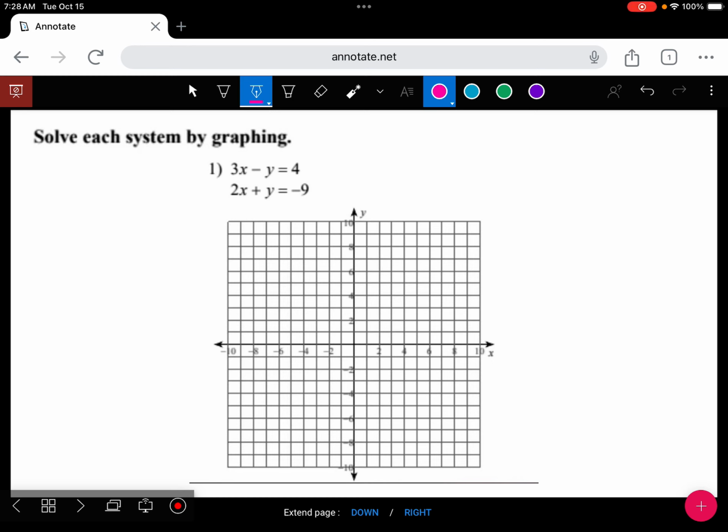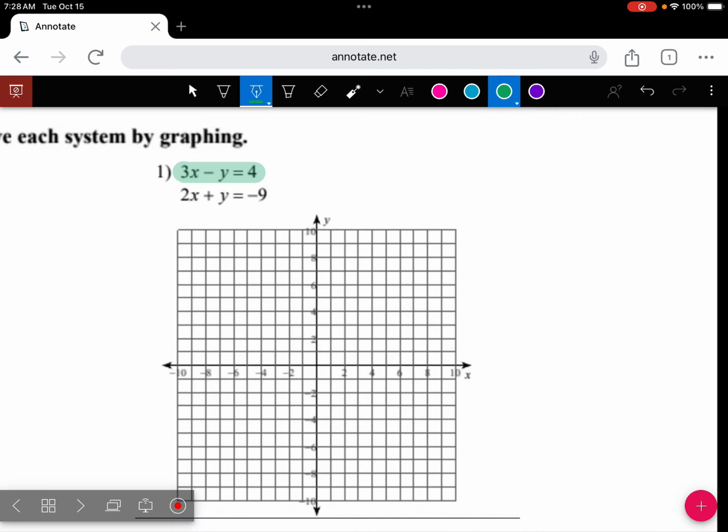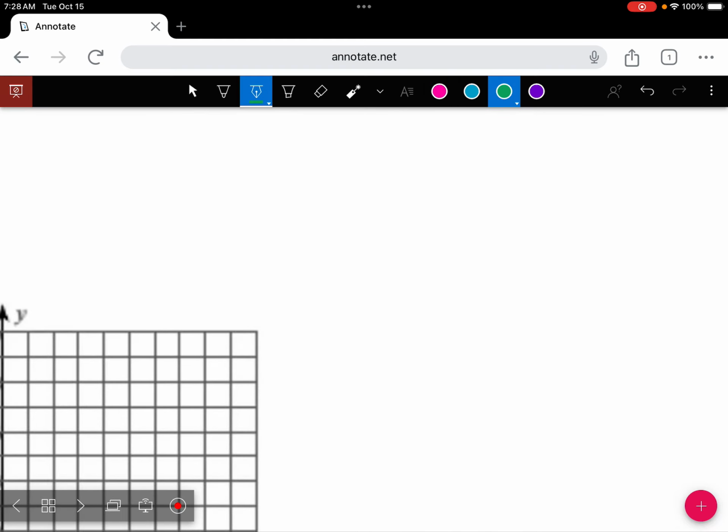Okay, make sure I have the same graph you guys did. So we need to graph both of these equations to try and find our solutions. If I look at the top one, 3x minus y equals 4, what can we do to graph this? We can do x and y intercepts. One of them's going to wind up gross. We could try it, though.